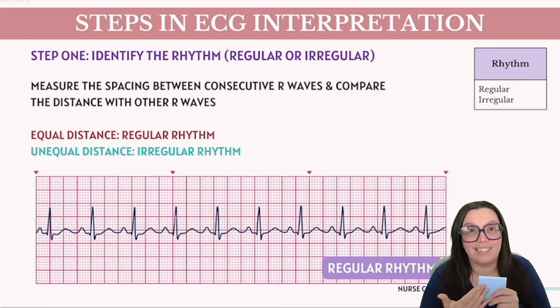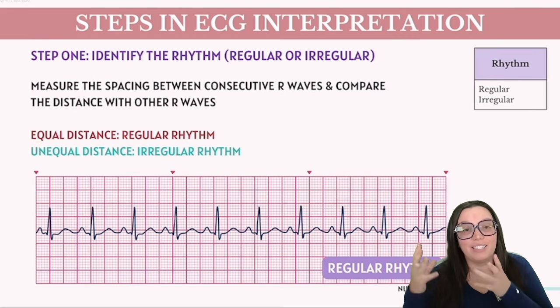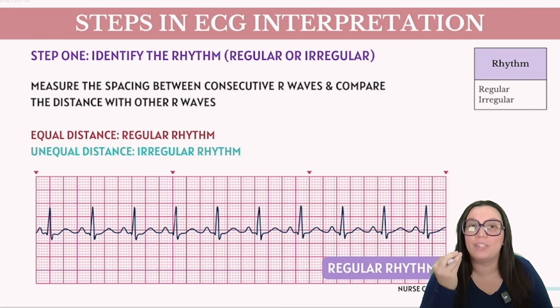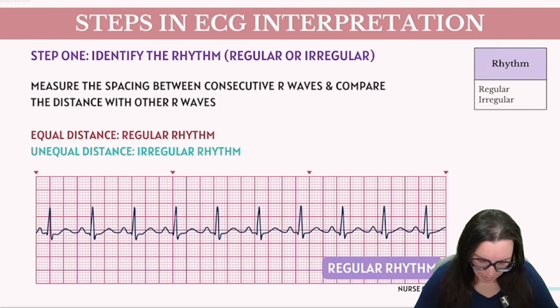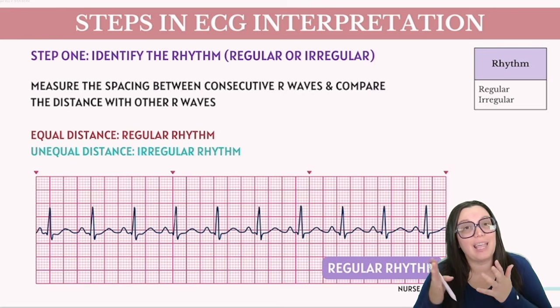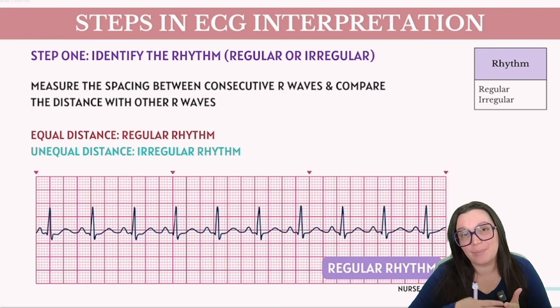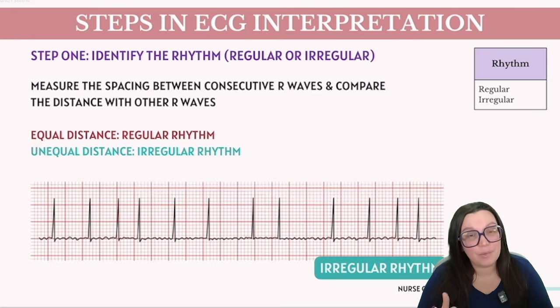If that distance does match, it indicates that we have a regular rhythm. If the distance varies, that means that the rhythm is going to be called irregular. So as you can see here on our 6-second strip, if I was to measure all of these R waves using that little method, it should come out the same every single time. We call this marching out. And we would name this a regular rhythm because the spacing in between these R waves are always going to fall uniformly.